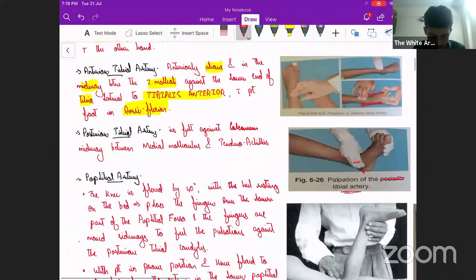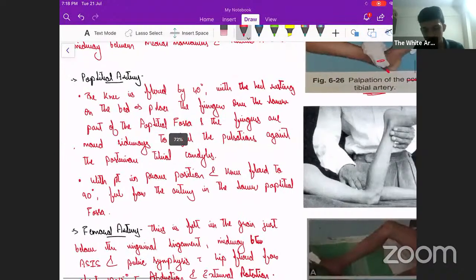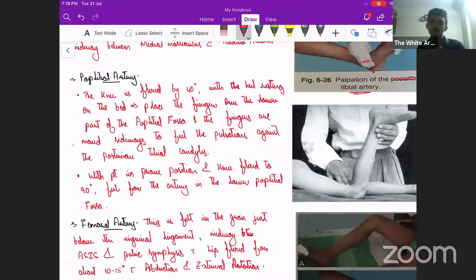Next is the popliteal artery. It is very difficult to get, because it is deep. So there are two methods. One, with the patient supine, make him flex the knee around 30 to 40 degrees, get behind the patient's limb, and just try to palpate, move your fingers.